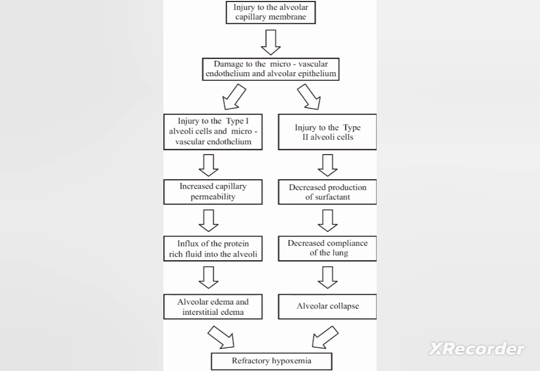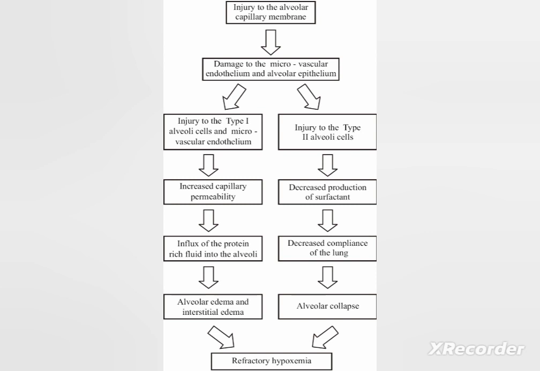But in case of injury to the type 2 alveolar cells, there will be decreased production of surfactant and decreased compliance of lung. That leads to alveolar collapse. Again, that leads to refractory hypoxemia. Ultimately, there will not be adequate gas exchange. Ventilation perfusion mismatch will occur. That leads to respiratory distress.